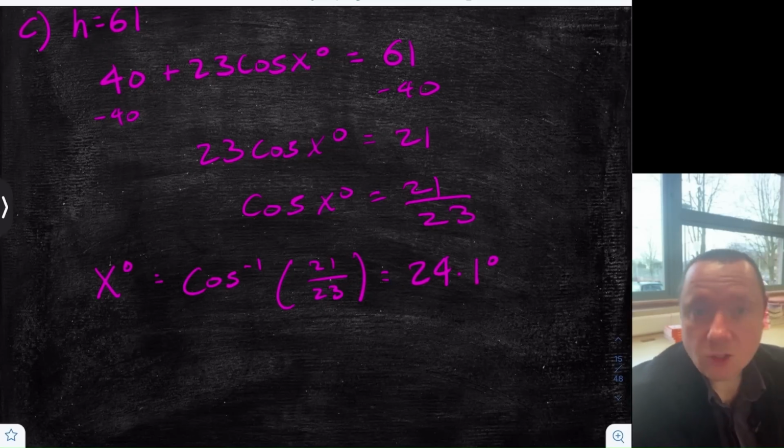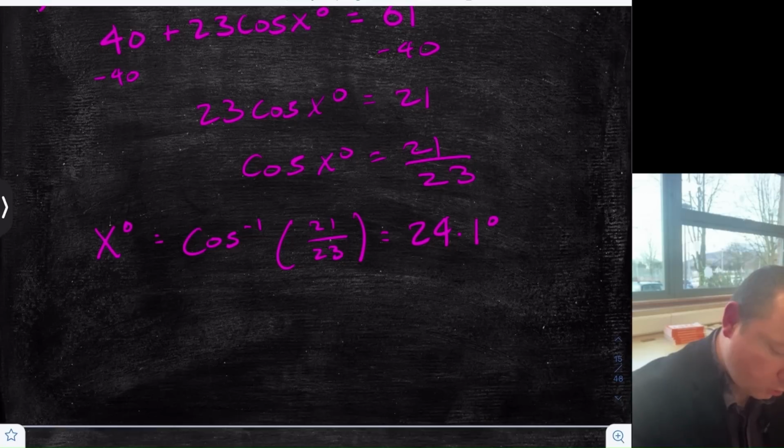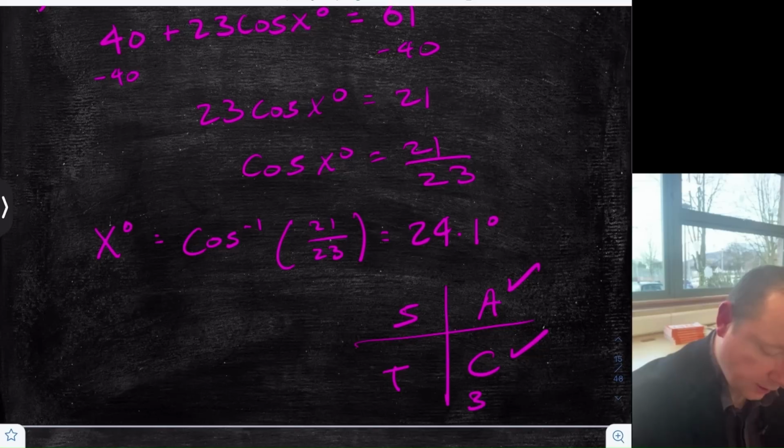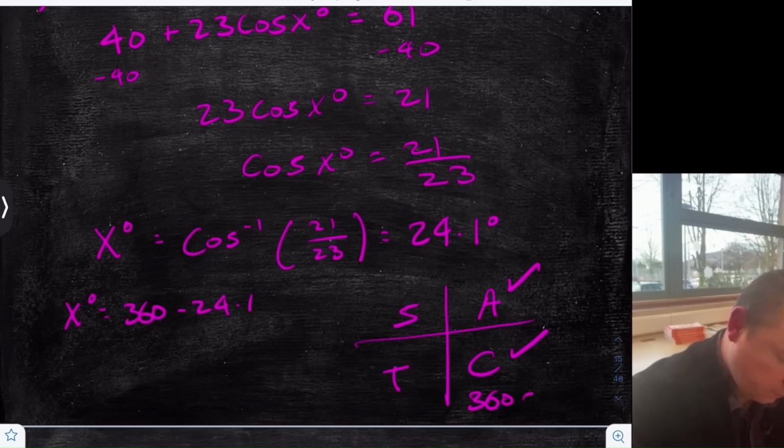But that's not the only answer, remember, because if we draw a CAST diagram, we've got A and C, which is 360 minus, so we could have x is also equal to 360 minus 24.1, which is 335.9 degrees.